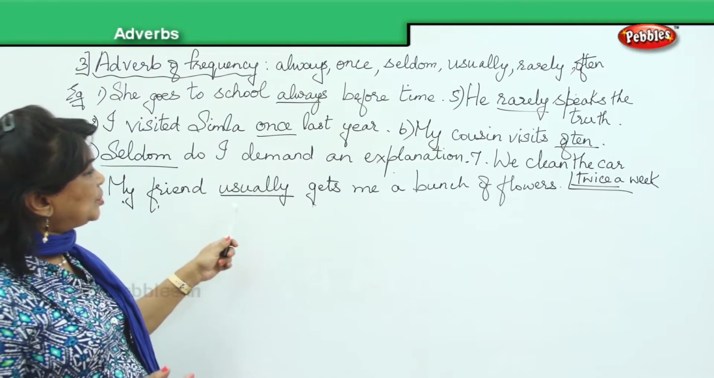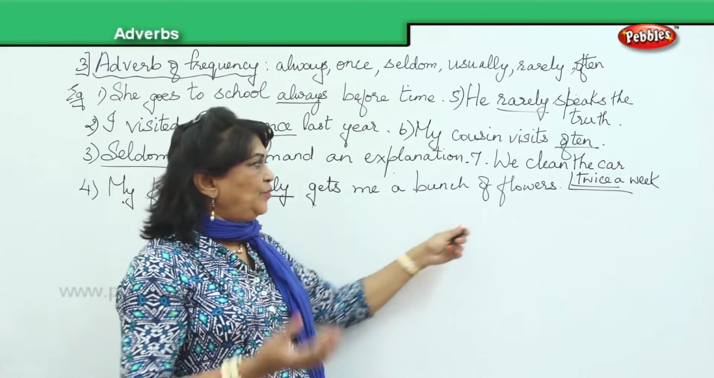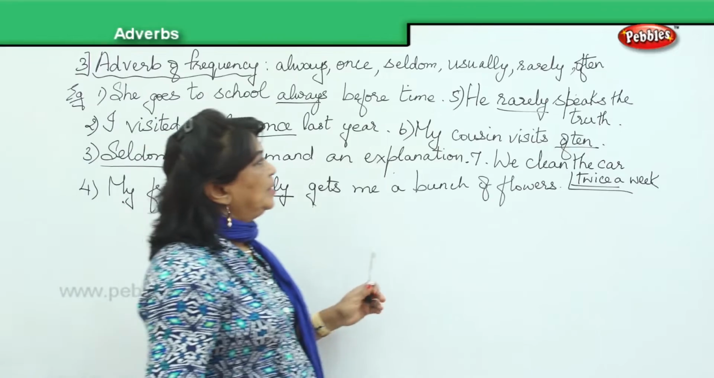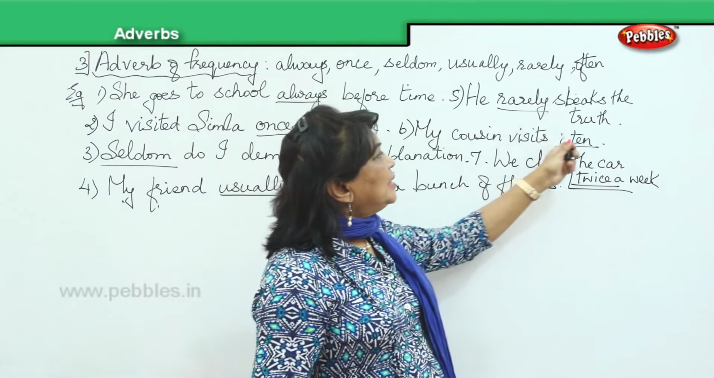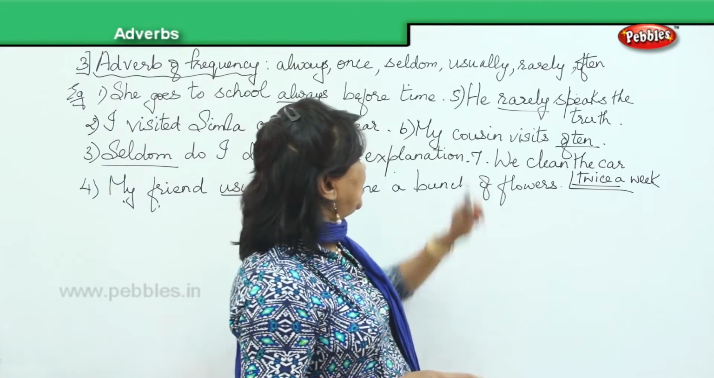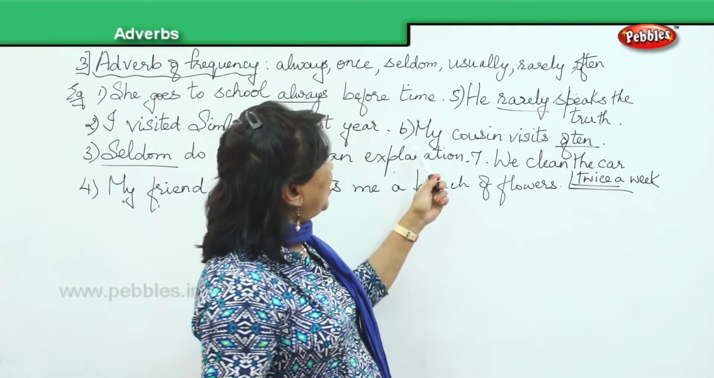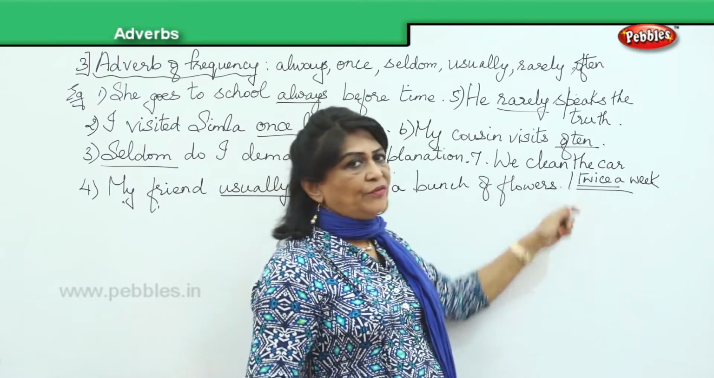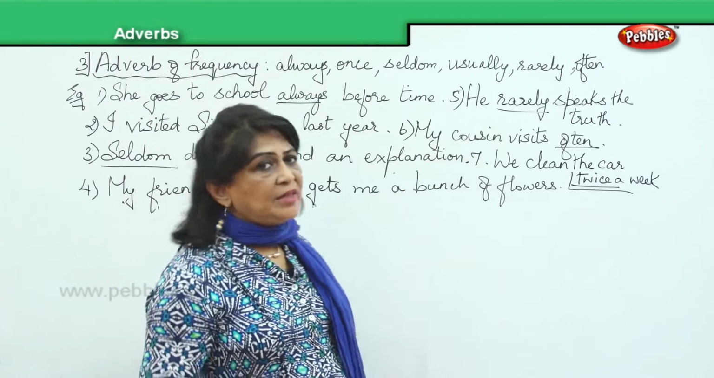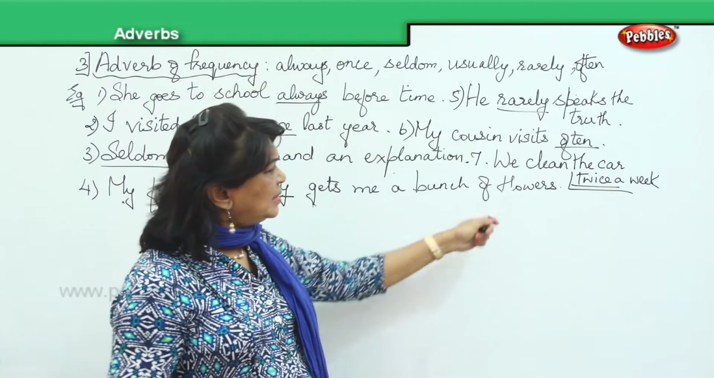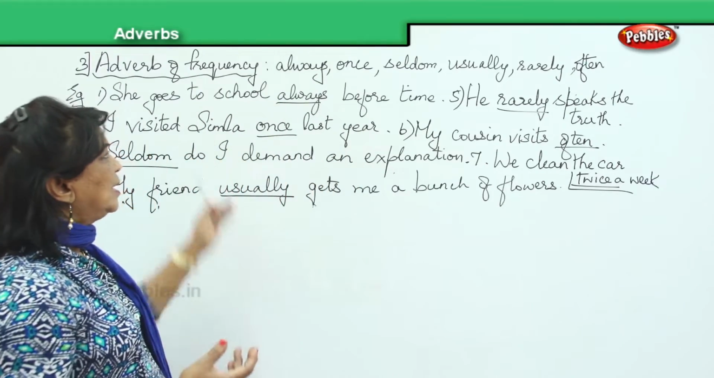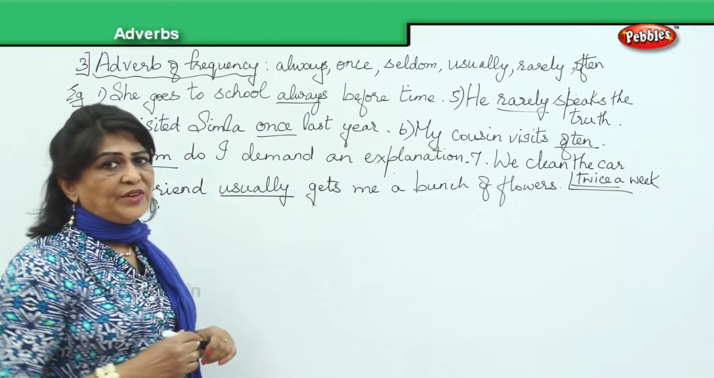My friend usually gets me a bunch of flowers. Usually, it's a habit. He rarely speaks the truth. Very rarely, not often. My cousin visits me often. That is the opposite of rarely, often. And this, we clean the car thrice a week, twice a week. So all these are adverbs of frequency.